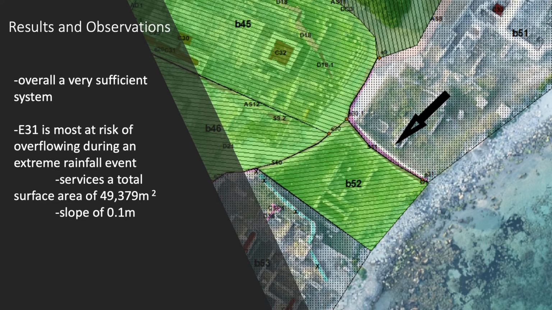Additionally, it is interesting to note that collection point E31 is part of the final segment of Sewer 11 along the eastern edge of the city. Not only is all of the water upstream from its respective superbasin eventually flowing through this collection point, accommodating a total surface area of 49,379 meters squared, but the area also has a very weak slope of 0.1 meters. This large volume of water and low flow velocity heightens the risk of overflowing at this section of the sewer.